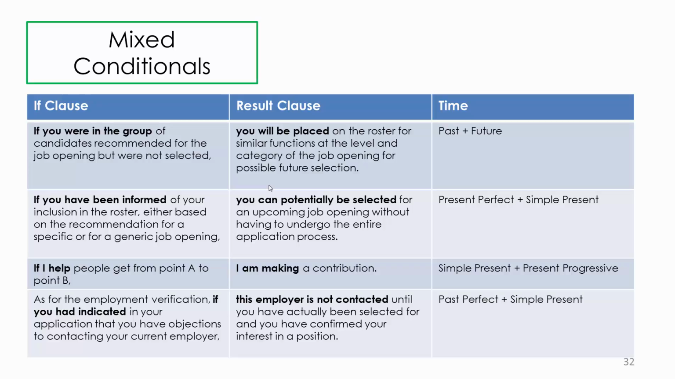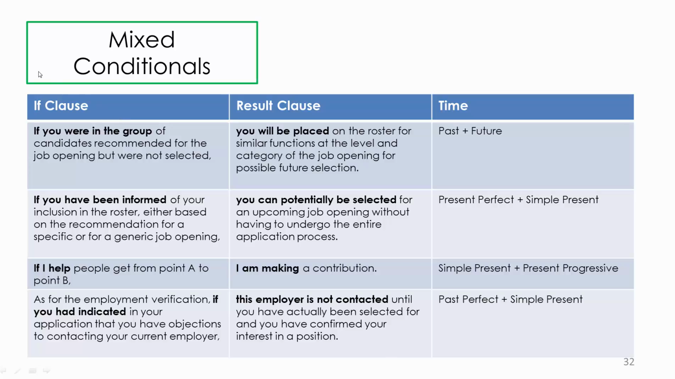Then you have finally your mixed conditionals, and your mixed conditionals is where you mix verb tenses, right? You mix the conditionals. So you might have a conditional that refers to the present time, but the result refers to the future time or the past time. So these are different ways of having conditional sentences and then mixing the two types of clauses on time. Not as common as the other types of conditionals, but worth noting.